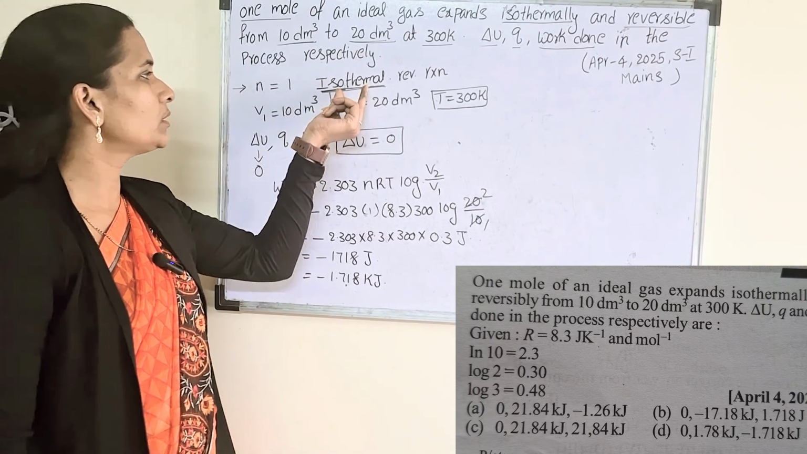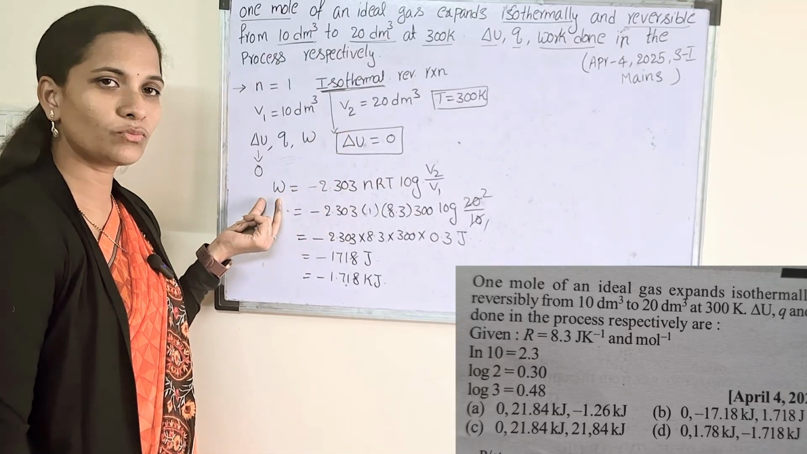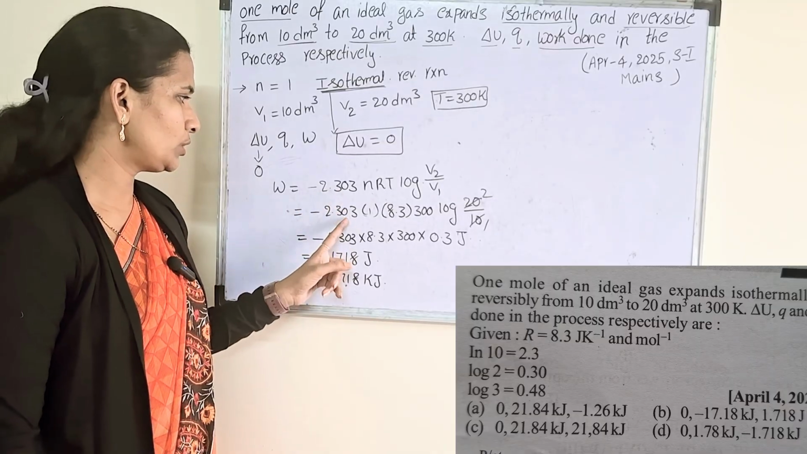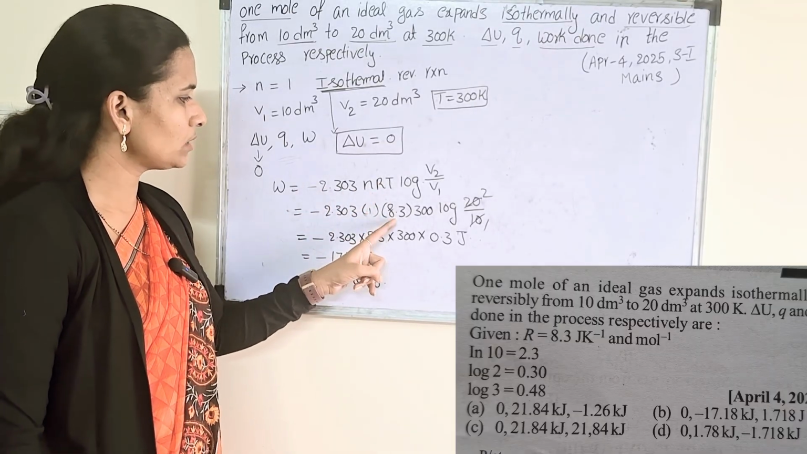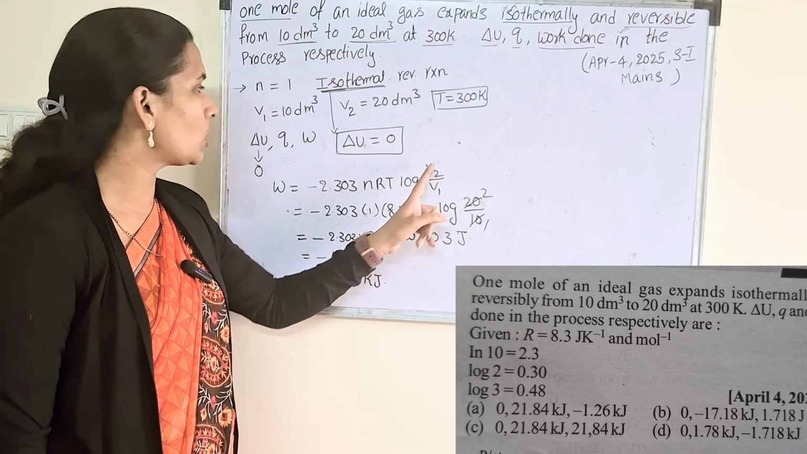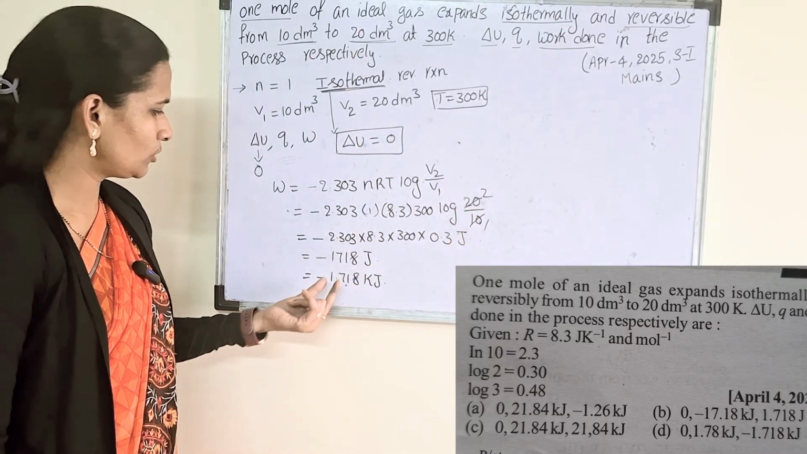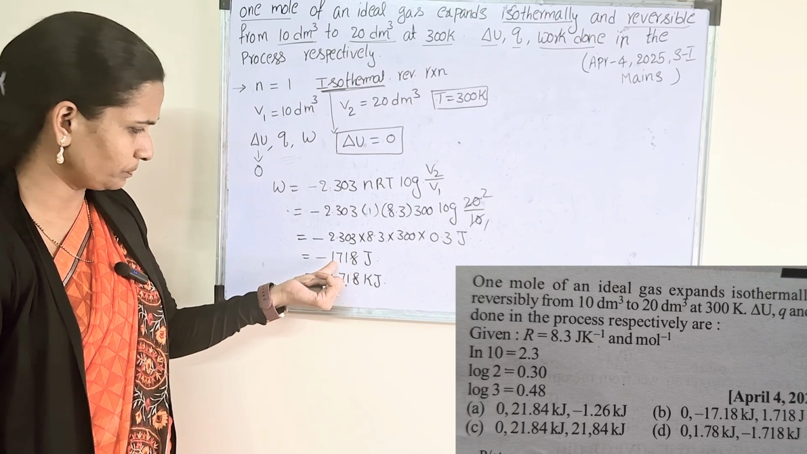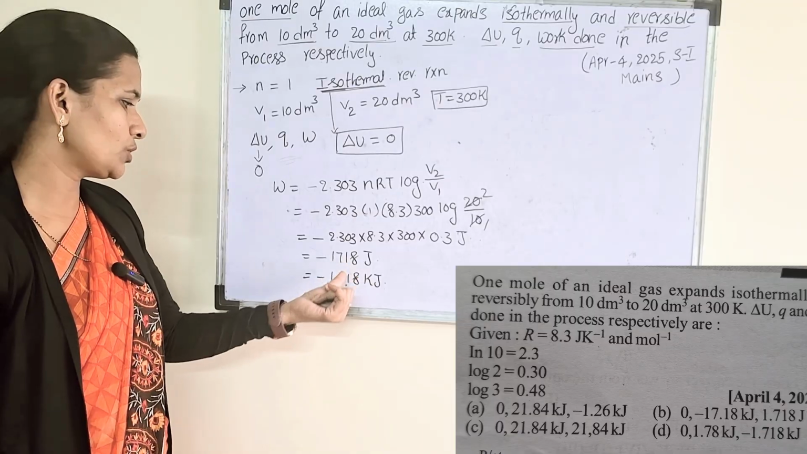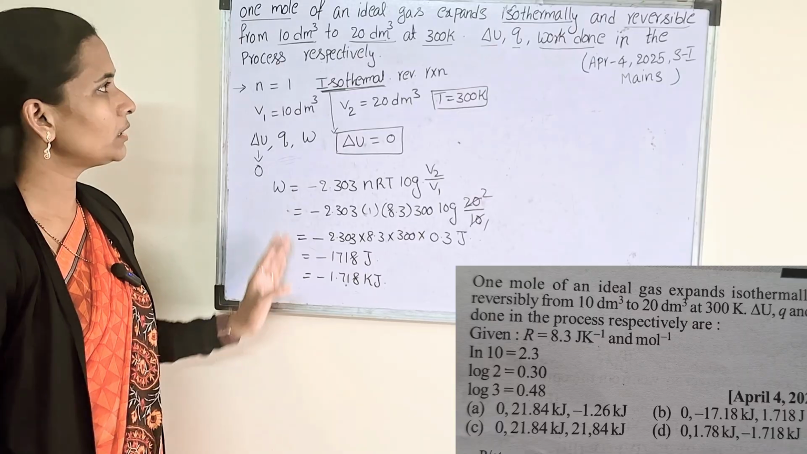Actually, what they gave is an isothermal reversible process. So in the isothermal reversible process, work done has the formula minus 2.303 nRT log V2 by V1. n is 1 mole, R is 8.3 joule per Kelvin per mole, temperature is 300, and V2 is 20 and V1 is 10. With the total calculation we get minus 1718 joules, but the options are in kilojoules, so divide by 1000 and we get 1.718 kilojoules. This is the work done in this process.